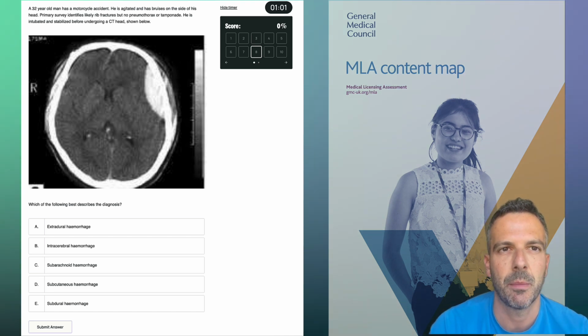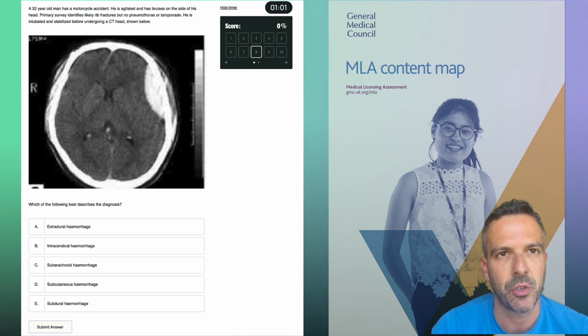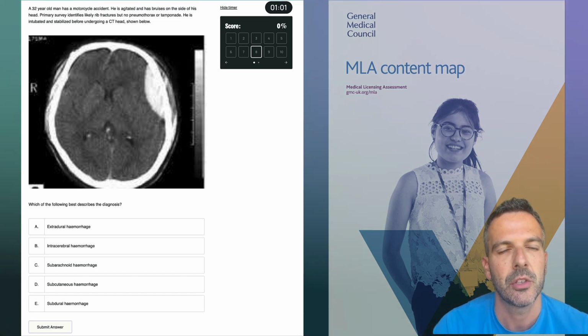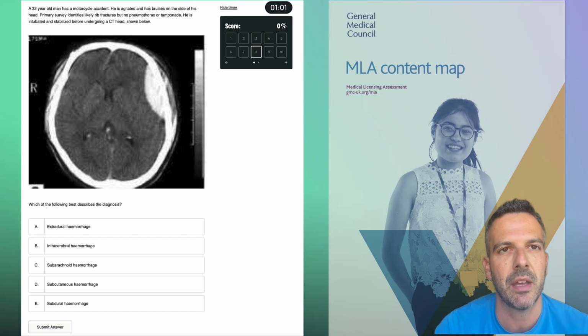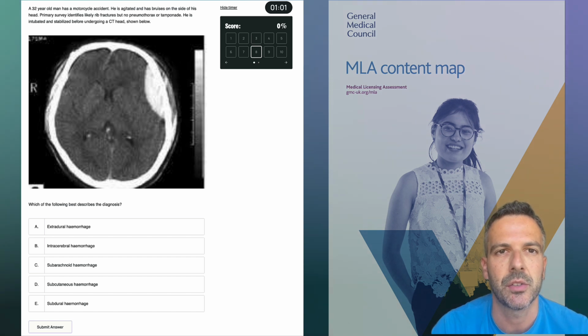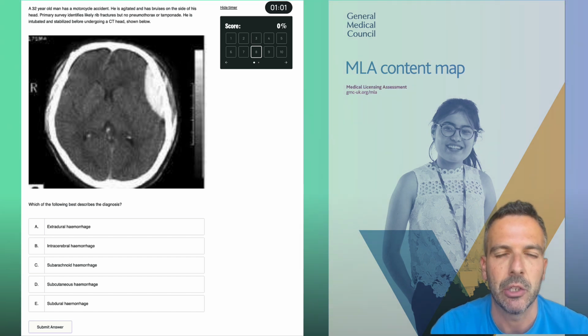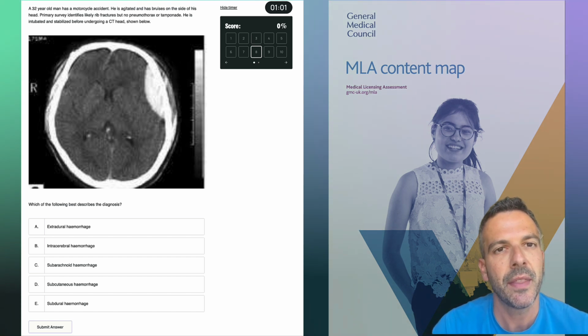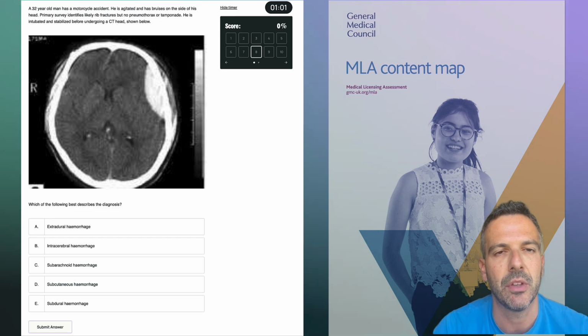At this point, I'd recommend taking a look at the CT image without looking at the options that are available. Otherwise, that could distract you and lead you down the wrong path. So looking at this CT head image, we can see that there is an area of bright white on the right side of the image. And this signifies an acute bleed. Blood looks white on a CT head when it's acute. And that fits with the trauma history that we have in the question.